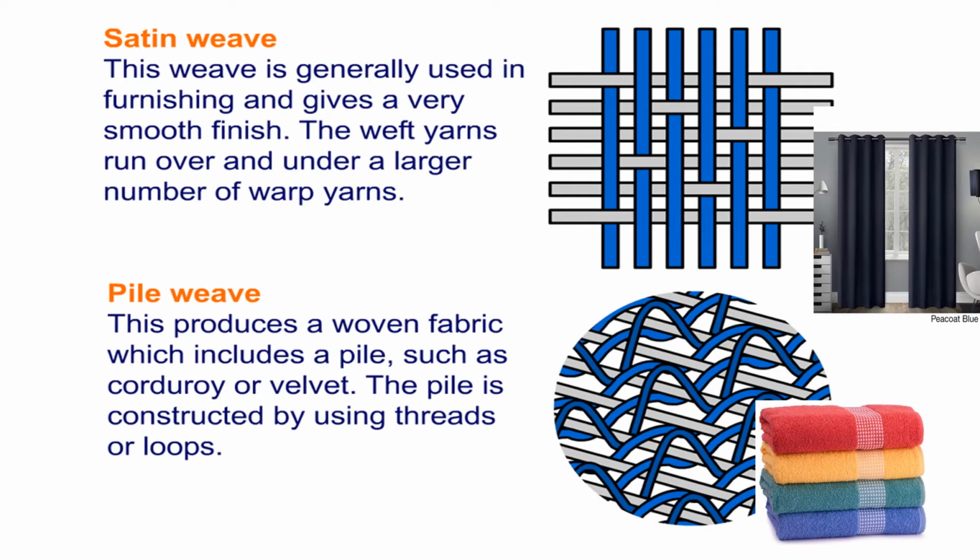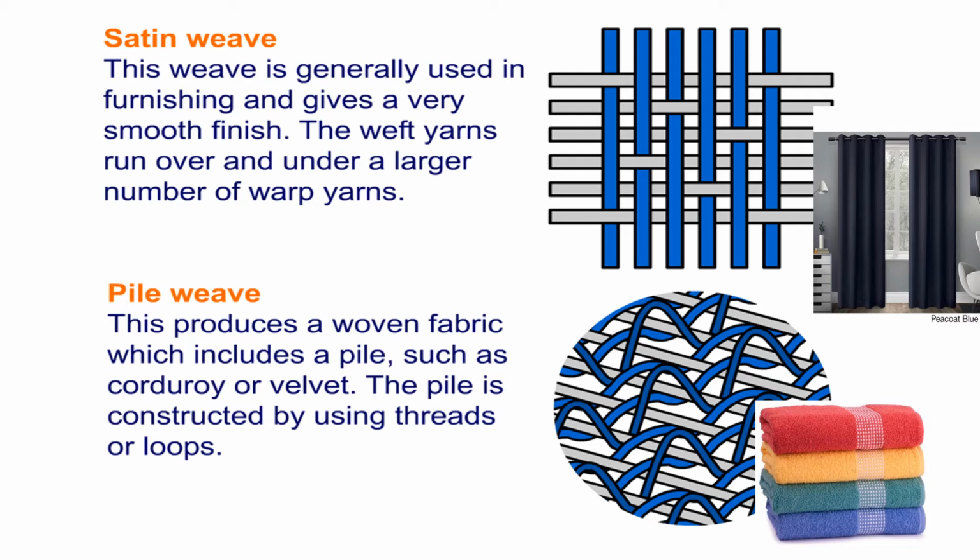Satin weave. This weave is generally used in furnishing and gives a very smooth finish. The weft yarns, the horizontal yarns, run over and under a larger number of warp yarns, as you can see in the picture. This is suitable for things like curtains.